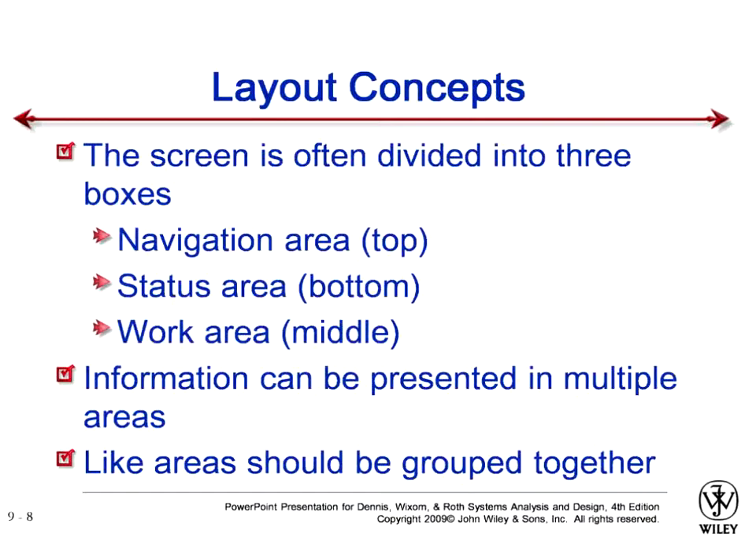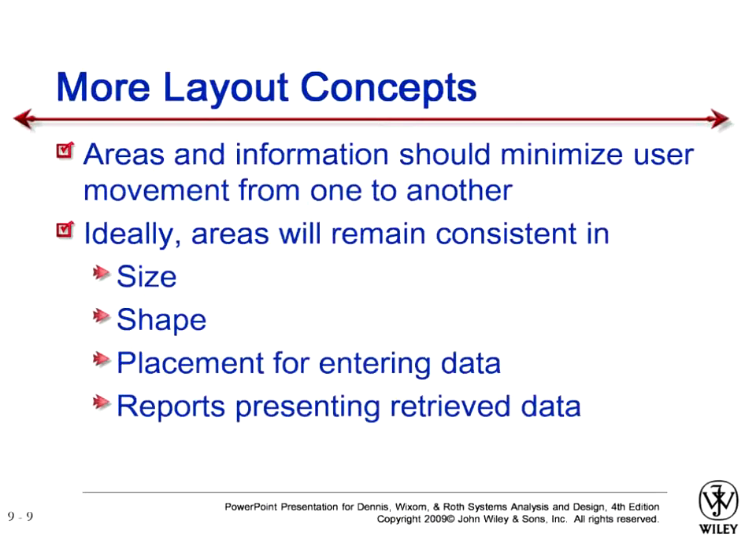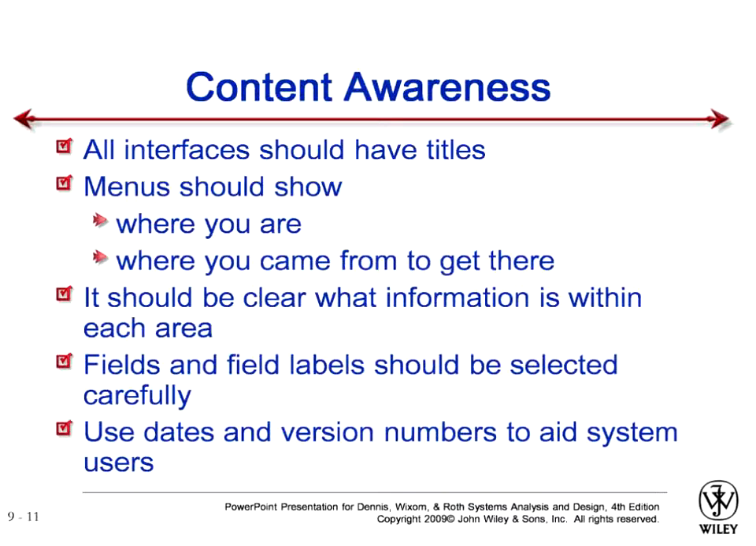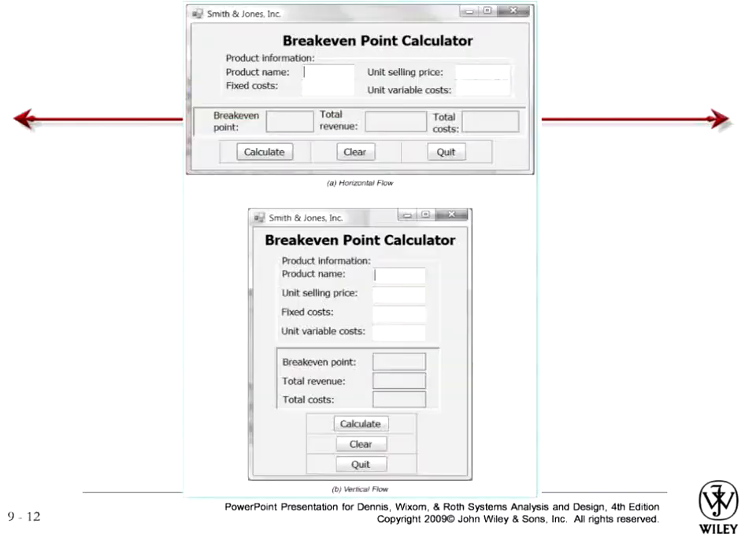I told you that the layout is divided into three areas: navigation, status, and work area. When you are keeping information, you should keep the related information together, and areas should remain consistent in terms of size, shape, and placement, and reports which are presenting retrieved data. Then I told you about content awareness, that all the interfaces should show where you are, where you came from, and where you are going from here.